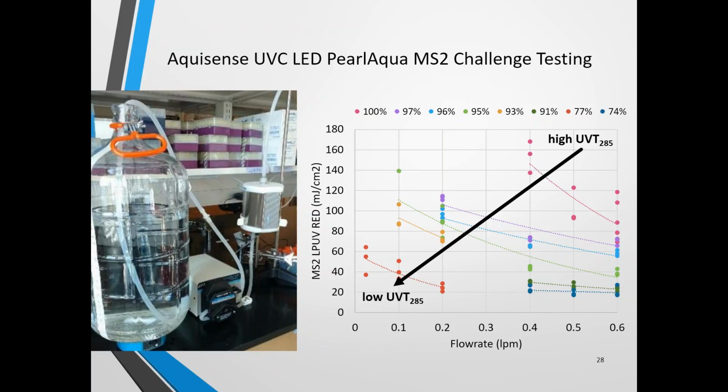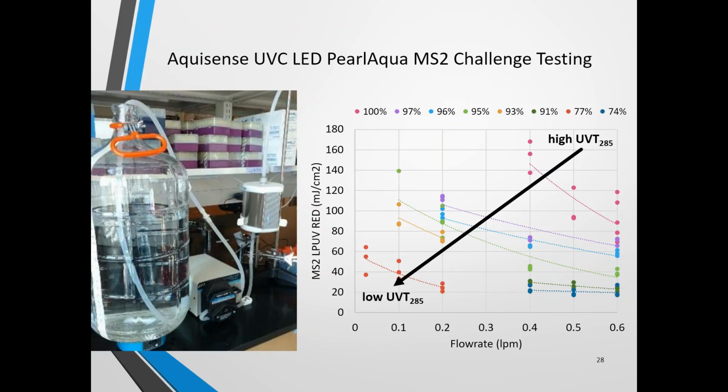So this is calculating the equivalent dose as if I had exposed these samples to low pressure UV, but for the flow-through testing. I tested various flow rates and various water qualities, and I'm plotting here each UV transmittance at 285 nanometers because that is the wavelength used by the flow-through reactor. And you can see that as flow rate increases, the UV dose decreases, and also as the UVT decreases, as the water becomes less clear, the UV dose decreases.